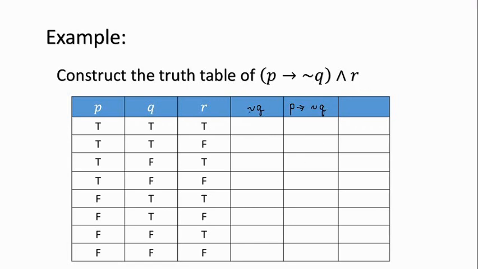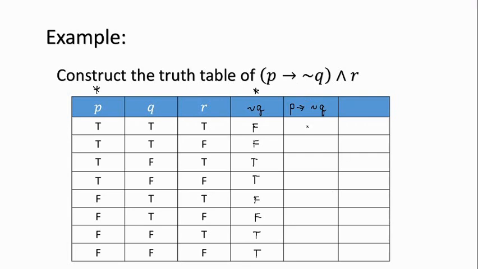Alright, so for not Q, we will simply reverse all the truth values in this column, so that now becomes F, F, true, true, false, false, true, true. Next, we apply the definition of the conditional. So from this column, P, conditional, not Q. Remember, for a conditional, it is only false if we're coming from a true going to a false statement.